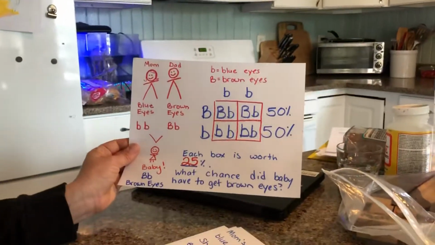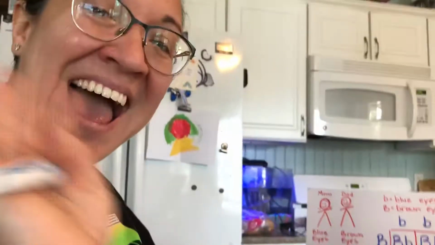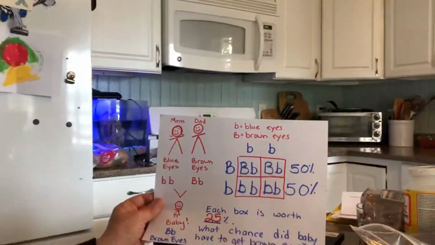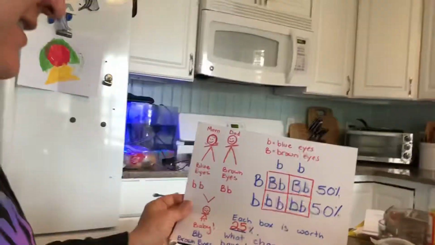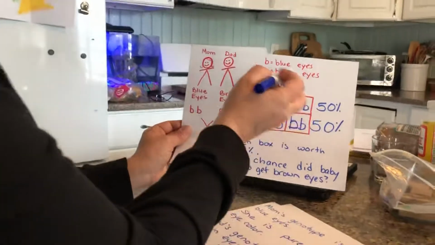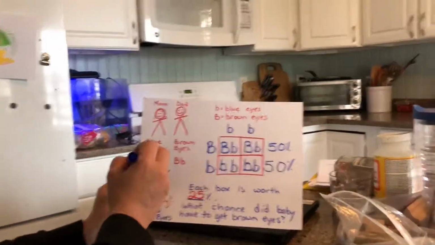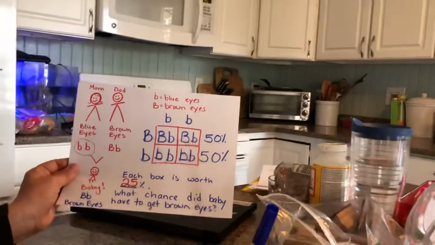All right, so I've got a couple questions, and we're going to use the Punnett square to answer my questions. So my first sentence, it says mom's genotype is blank for blue eyes. Mom's genotype. Well, when you look at mom over here, her genes are little b, little b, so that's her genotype.